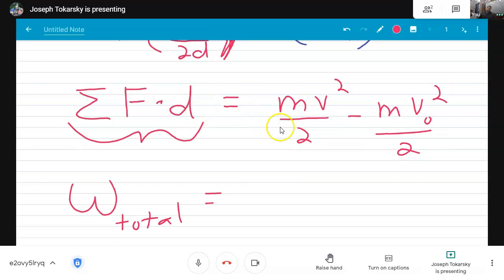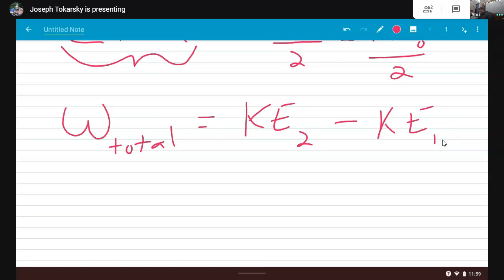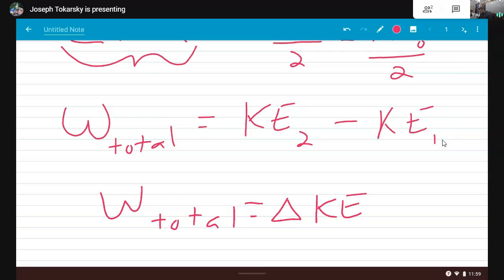And look to your right. These terms over 2 are the same as 1/2 times them, right? That's kinetic energy, 1/2 mv squared minus 1/2 m v initial squared. And that would be the same as KE2, some later KE, minus some earlier KE we could refer to as KE1, like we did in the work-energy theorem. And then we could condense it down to delta KE. So basically, guys, the work-energy theorem is nothing but two old equations you knew that we subbed together.